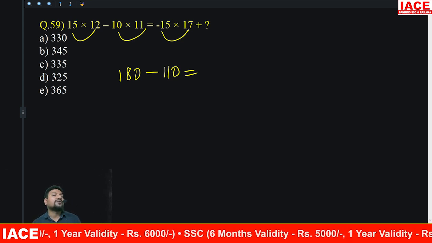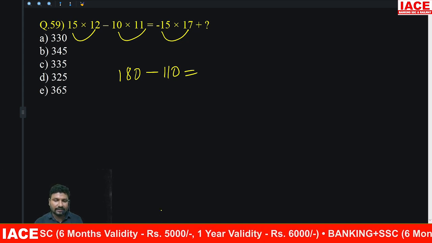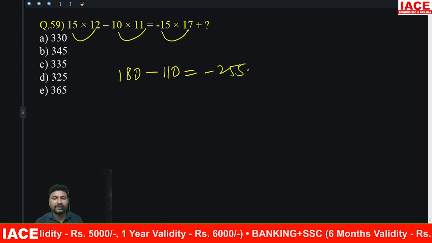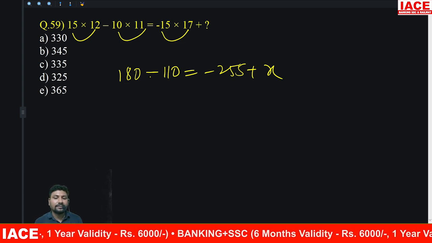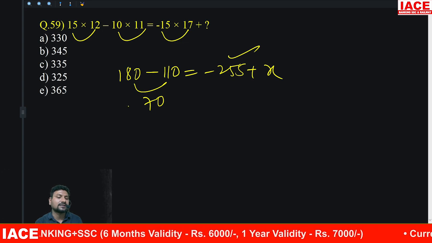15 12s are 180 and 11 5s are 110 and 15 17s are 16 minus 1, 16 plus 1. 256 minus 1, it is equal to 255. 255 means nothing but it is a minus 255 plus x. 180 minus 10, it is a what? 70. 70 added to 255. What is the answer?